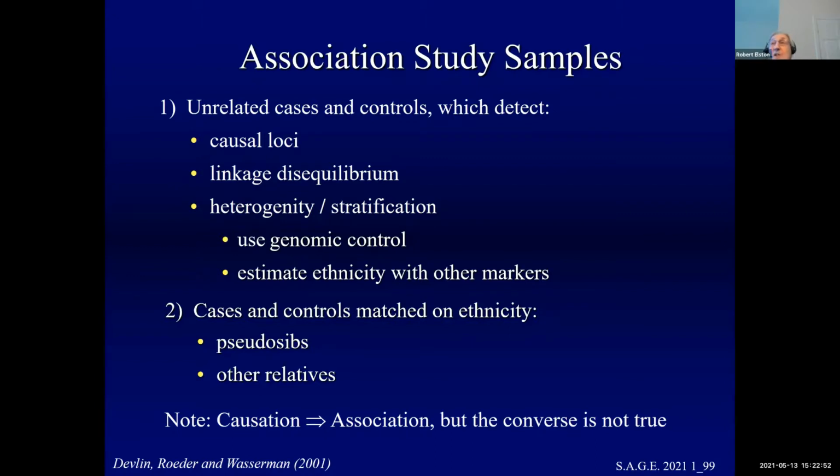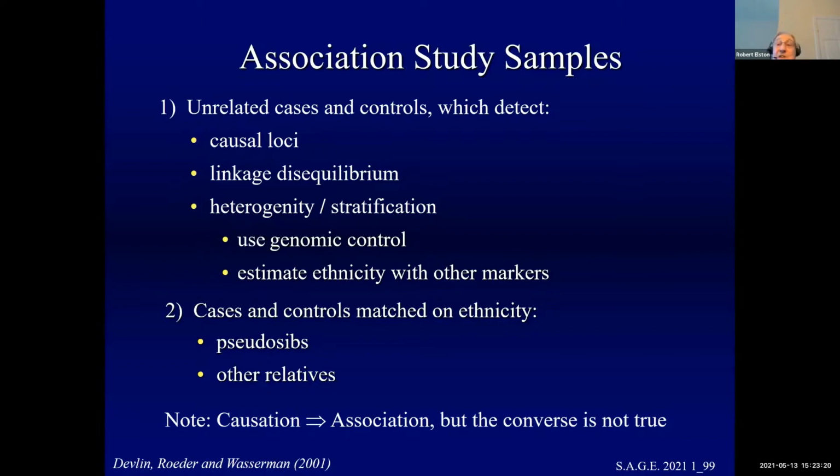Just as correlation does not imply causation. Causation will give you correlation, but the presence of correlation doesn't imply causation. Same thing for association. If you have causation, you will get association. But if you have association, that does not imply causation.